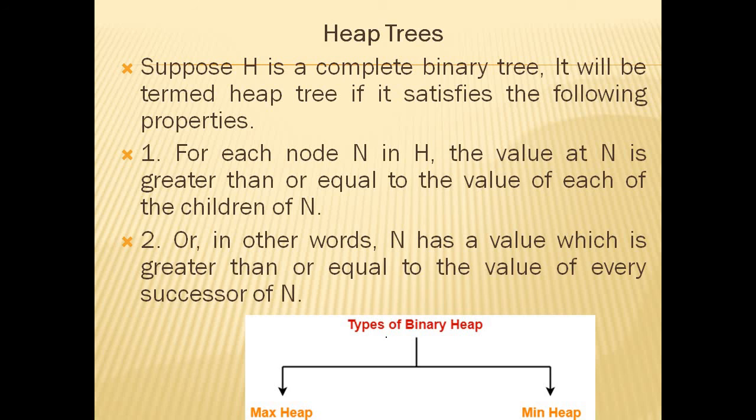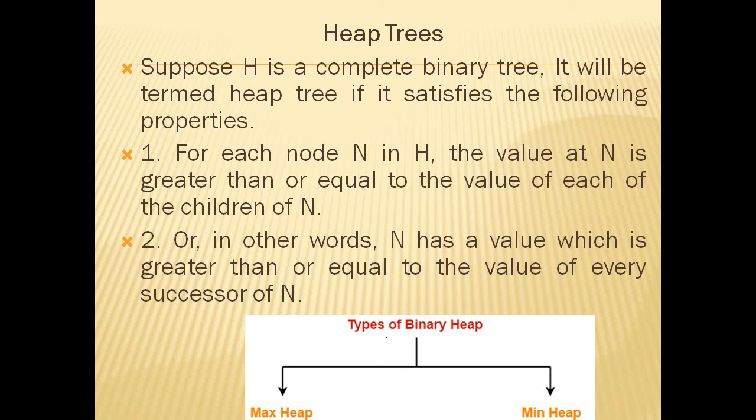When it comes to a binary search tree, the root value should be greater than its left children and less than its right children. That is the binary search tree property. A heap tree follows: the root element should be greater than or equal to its children. That's all. We are not discussing the children, just the root element only. So the root element should be greater than or equal to its children. That is the property of a heap tree.